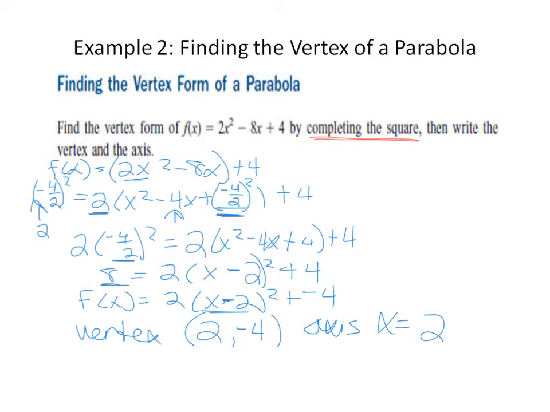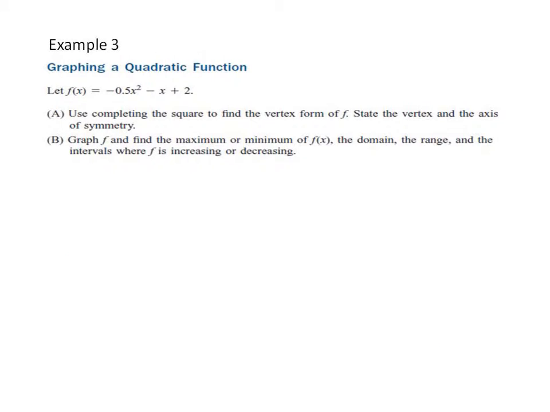Okay, so let's get started on this one. It says first we need to complete the square to find the vertex form, state the vertex and the axis of symmetry. So let's do that first. But I'm going to change something. I'm going to change this to negative 1/2 x squared minus x plus 2. And you're going to see why, because it's easier when you factor something out.